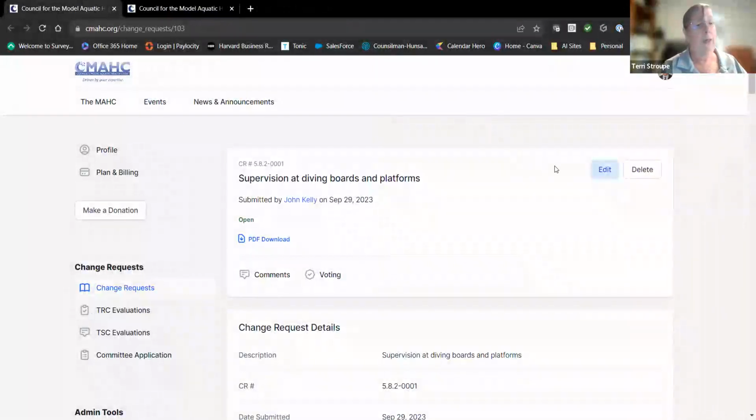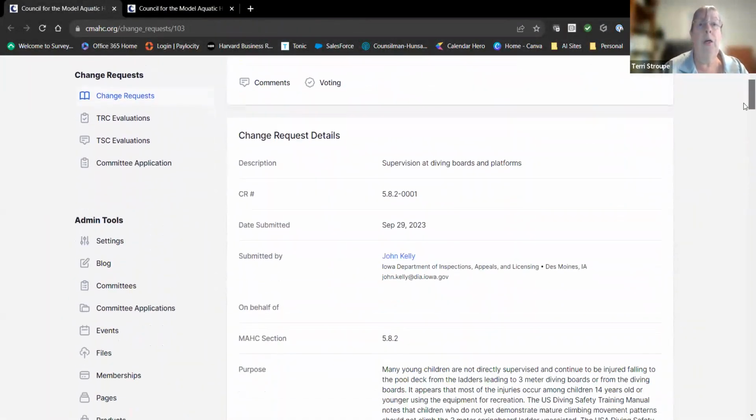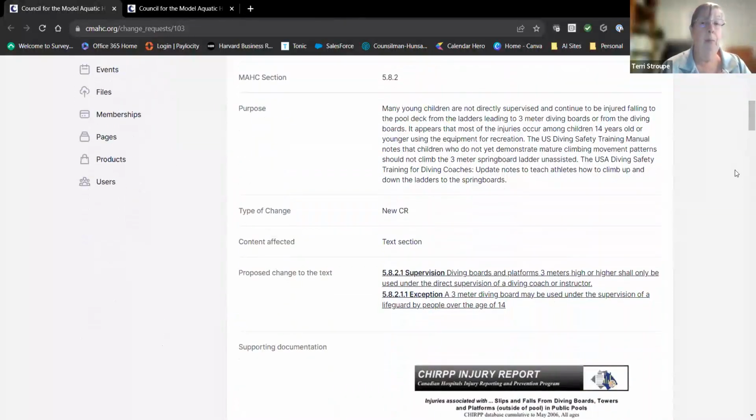Okay, this was on supervision at diving boards and platforms, again in the interest of making sure that people who are not able to get up and down the board and do it safely have supervision. So they have to be under the direct supervision of a diving coach or instructor. And the exception would be that a lifeguard also has to be under supervision if the people are over the age of 14.